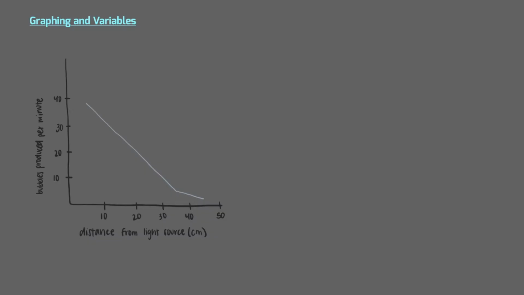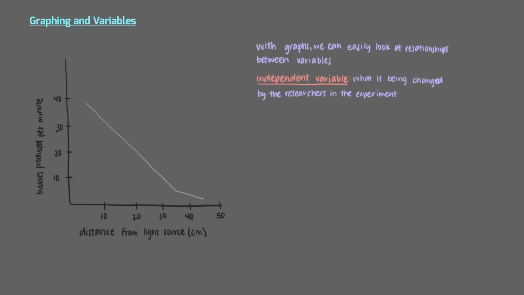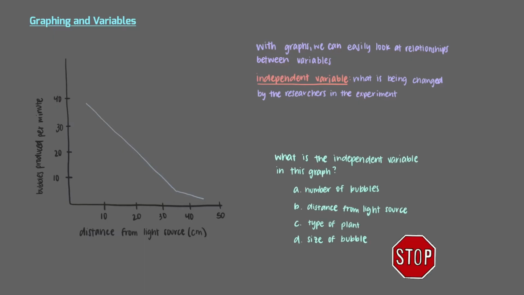Take a look at this graph that plots the number of bubbles an underwater plant produced at different distances from a light source. Graphs make it really easy to look at relationships between variables. In this graph, the two variables are the number of bubbles and the distance from the light source. One of the variables is the independent variable and is what is being changed by the researchers in the experiment. What is the independent variable in this graph?